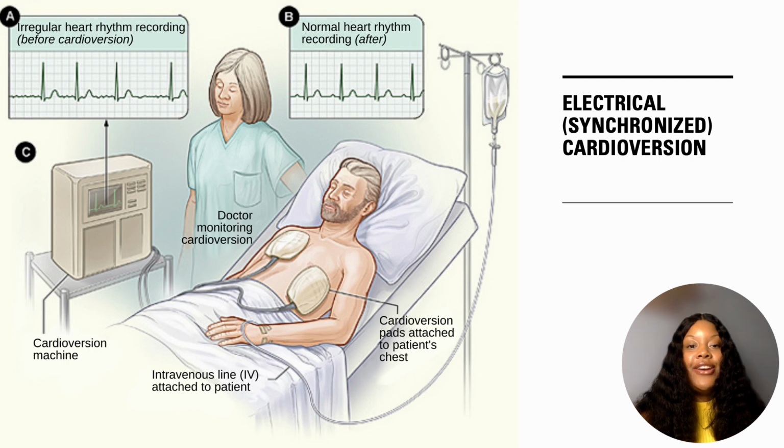All right, so here is the picture of electrical synchronized cardioversion. As you can see, the patient was in an irregular heart rhythm right here before cardioversion, and they put the pads on them, and as you can see, it restored the rhythm right there. So for those who are visual learners, here is how it looks.